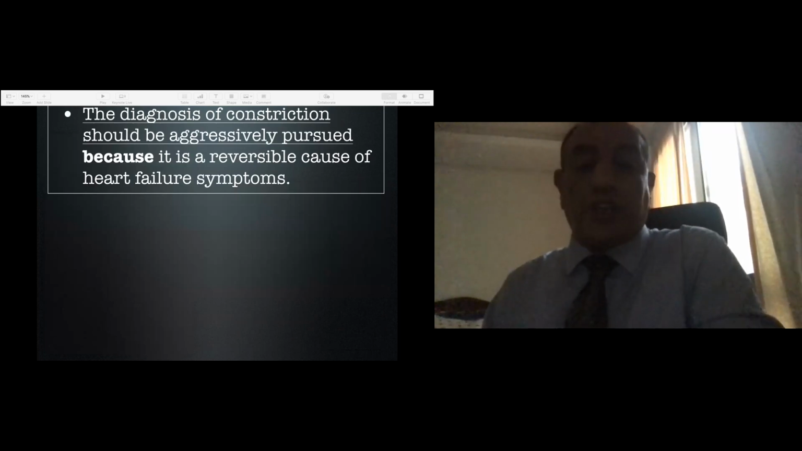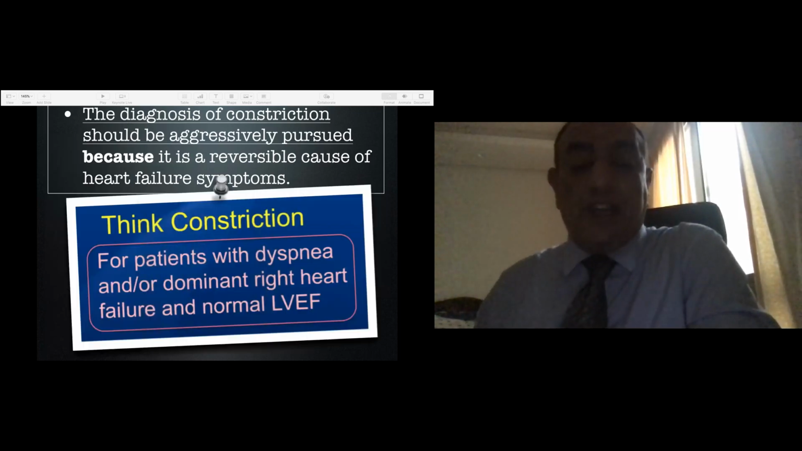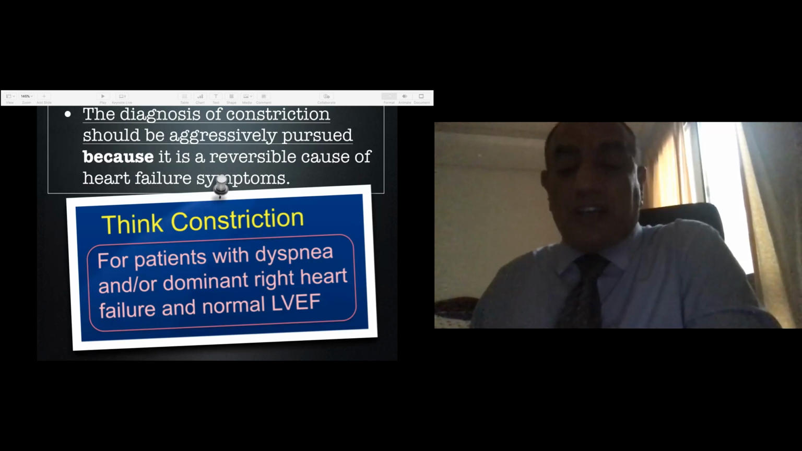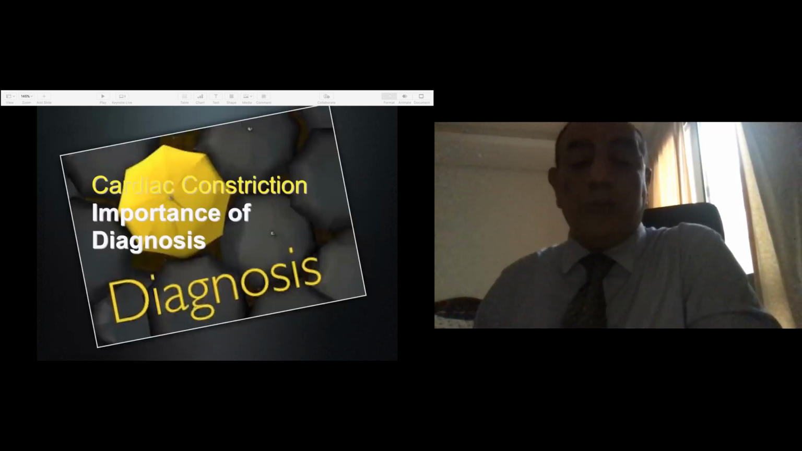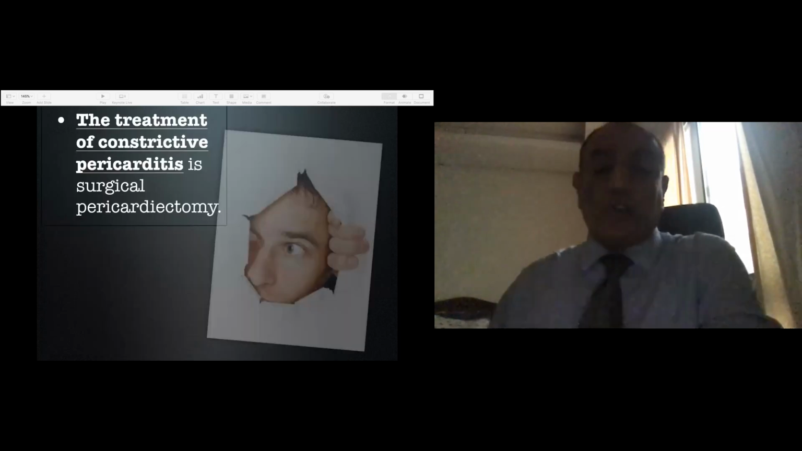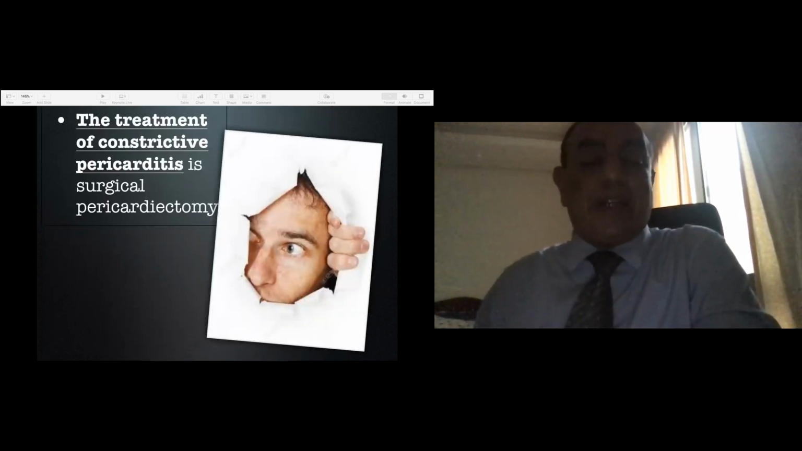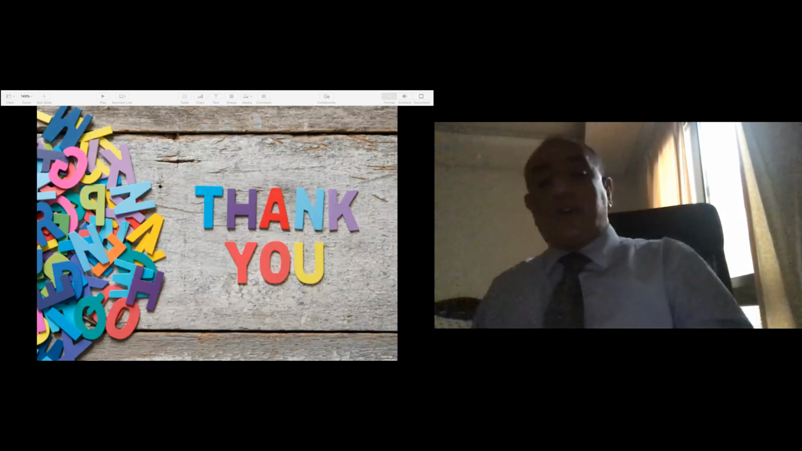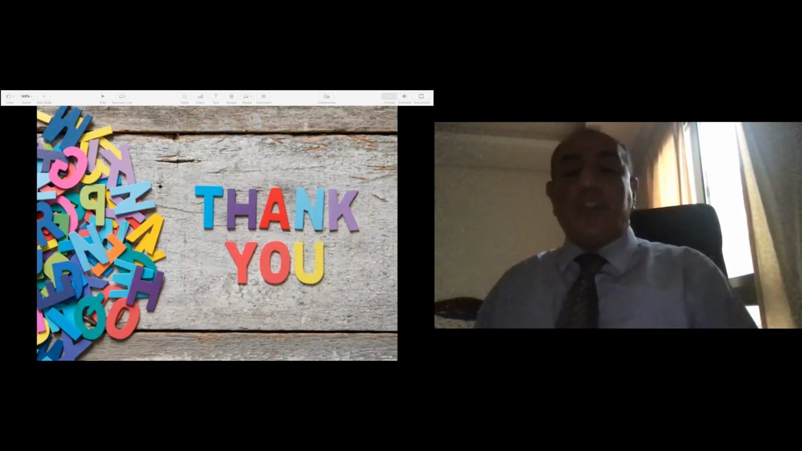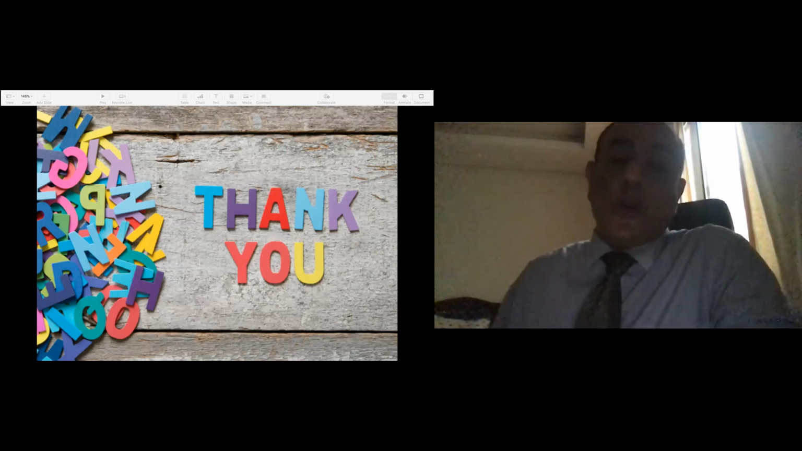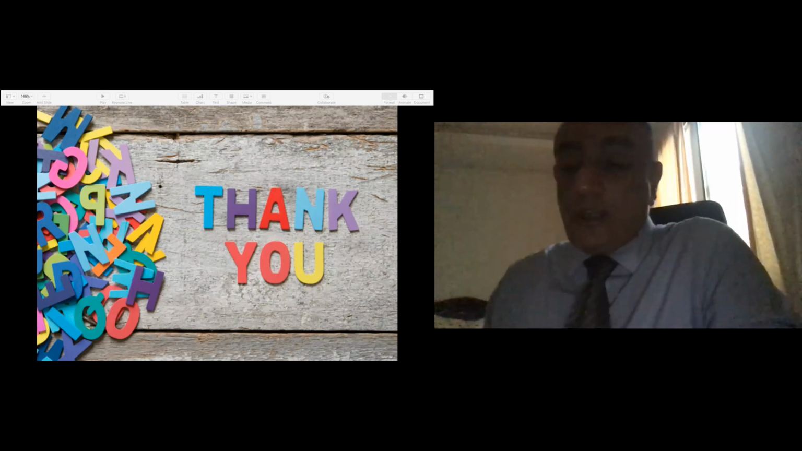The diagnosis of constriction should be aggressively looked for because it is a reversible cause of heart failure. Think about constriction for a patient with dyspnea and or dominant right heart failure and normal ejection fraction by echo. It is important to diagnose because it is a curable diastolic heart failure. Treatment of constrictive pericarditis is definitely surgical pericardiectomy. We sent our patient to the surgeon, and he did the pericardiectomy, and the patient showed marked improvement, no ascites, no limb edema, and now 2 years after the surgery, the patient is enjoying his life. Thank you so much for your attention.